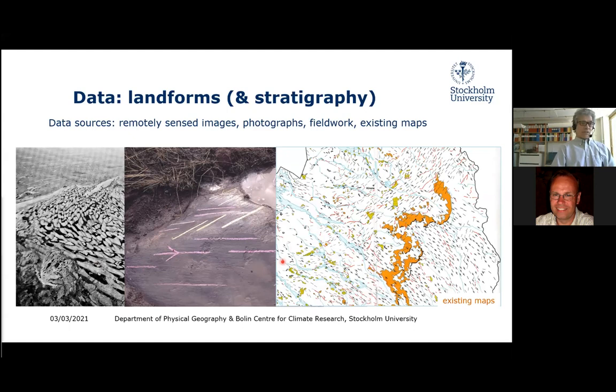And we come back to this one, a mapping by Klaus Hättestrand, as an example of how you go from the multitude of landforms that you can find to a map representation of these landforms.